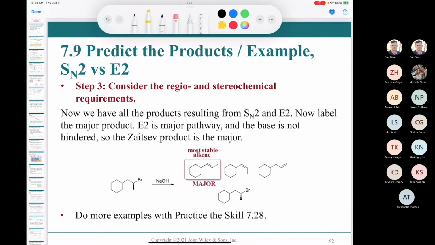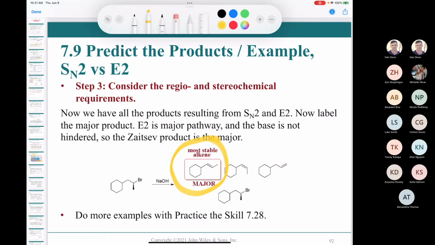Now, again, what's the major product going to be? Well, the major pathway was E2. And if we examine all the E2 products, we see that these two are disubstituted. So those are more stable than this one. And then if we examine those two, we see that this one is the trans and it's more stable than the cis. And there you go. That's a lot of decision making, isn't it? We had to decide what mechanism is going to predominate, and we had to decide, out of the predominant mechanism, which one would be the major product for all of those.